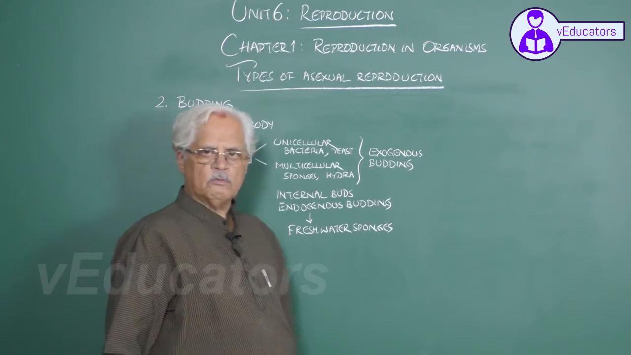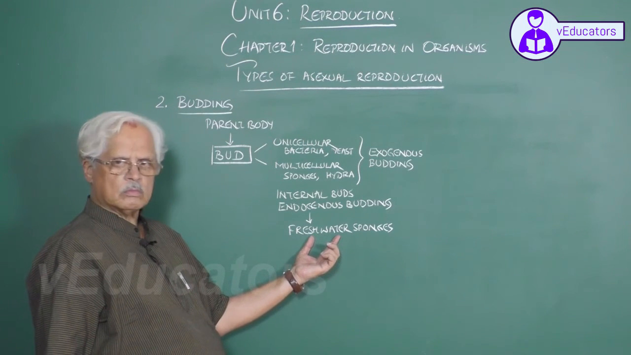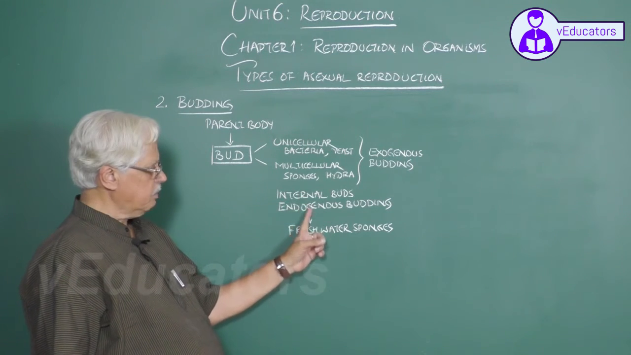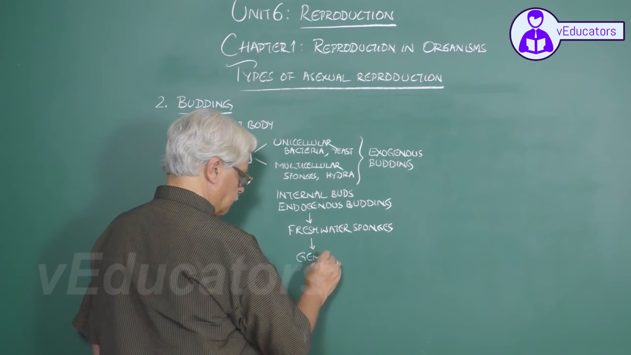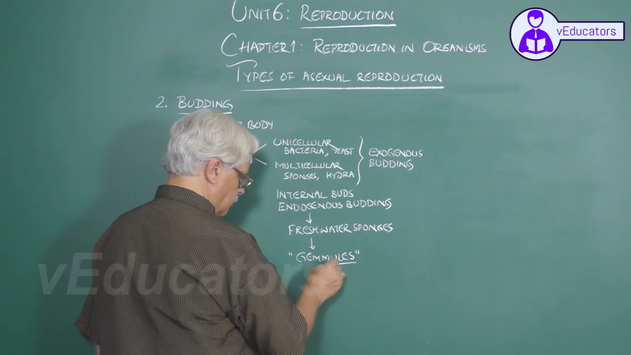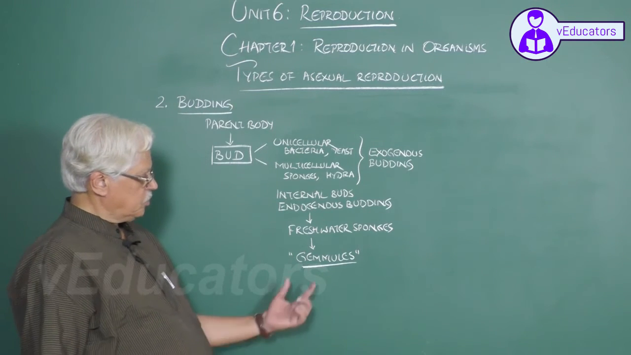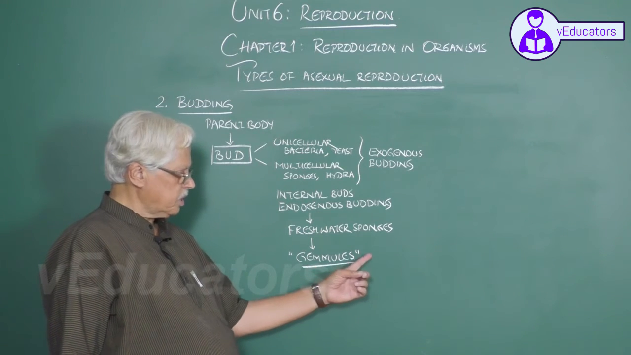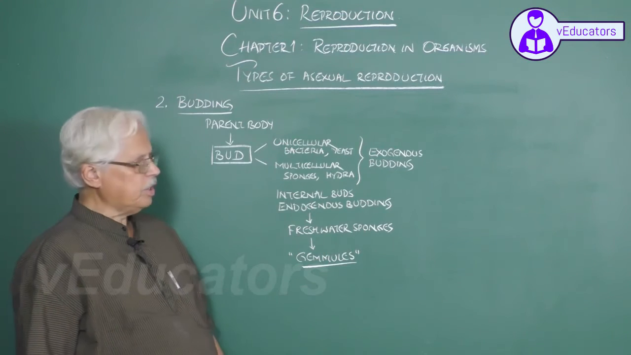Freshwater sponges face a situation where the pond may become dry. Therefore, to tide over such unfavorable conditions, they produce internal buds. These internal buds are called gemmules. Gemmules remain viable throughout the unfavorable conditions. When the conditions become favorable, the gemmules germinate into new individuals.